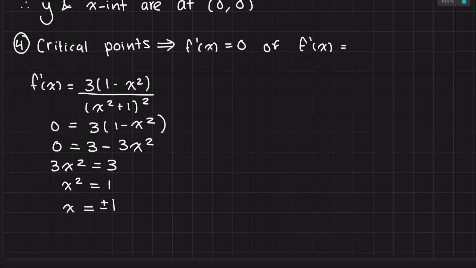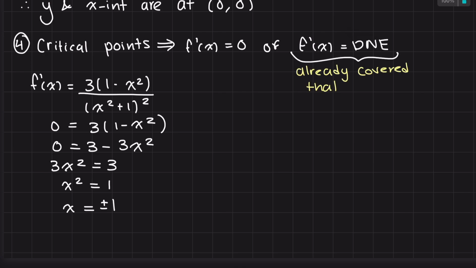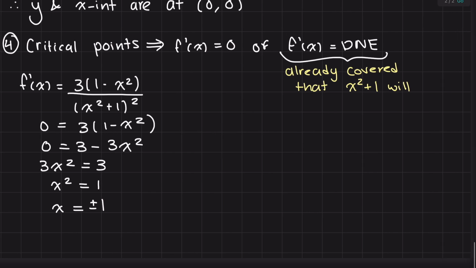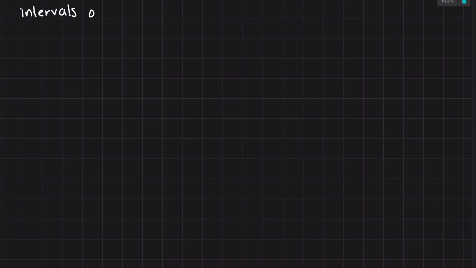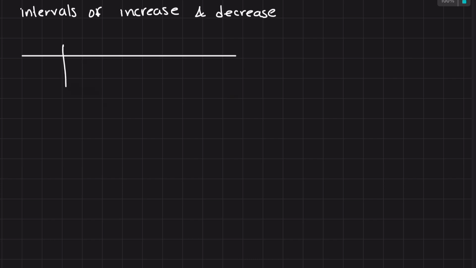Now we can move on to the other stuff that we need to check, which is when our function doesn't exist. But we already covered in the first step that there is no x value at which this function doesn't exist. But if we did end up having one, it would definitely change our function and how we graph it. Now what we can do is find our intervals of increase and decrease. Now this is very important in identifying which points are our maximum points and which points are our minimum points.